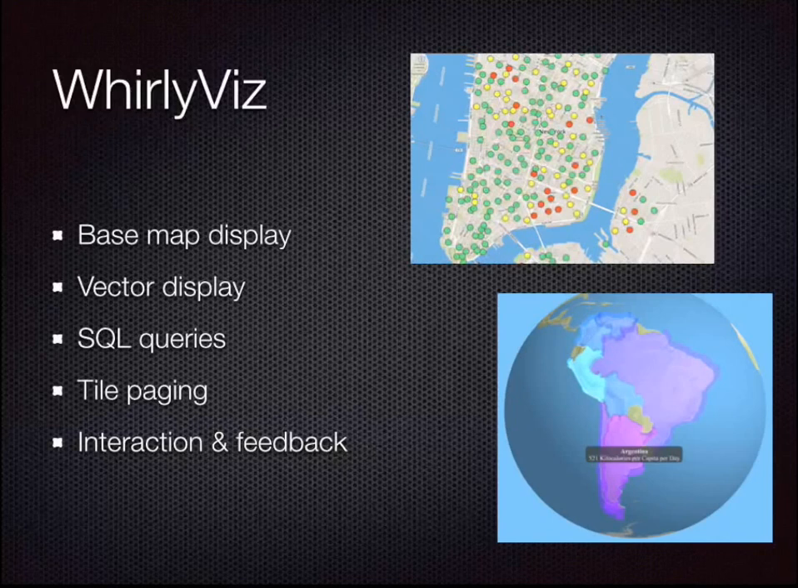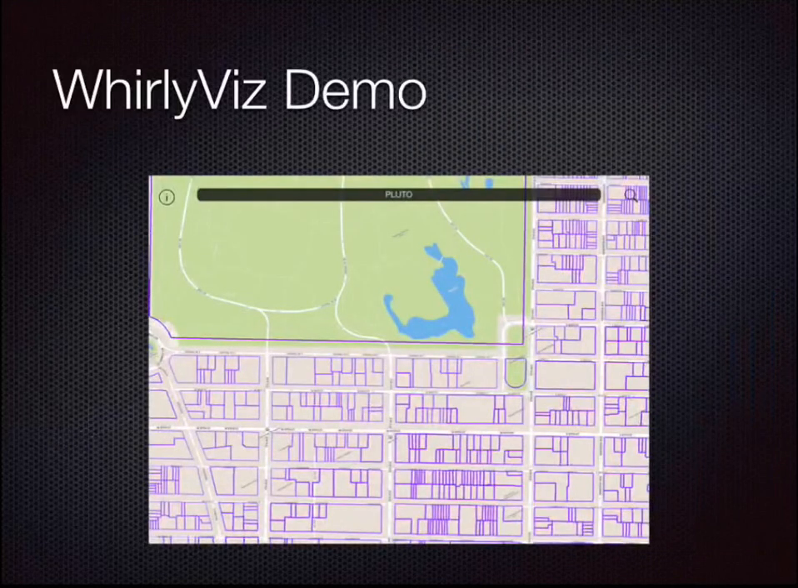It can display a base map, so a tiled base map from a remote source. It can display vectors on top of that base map, either tiled vectors or vectors from a GeoJSON file or what have you. And it can make SQL queries, so it can hit a remote database, such as one from CartoDB, and display the results of that. It'll do tile paging, so it can handle data sets that are larger than the available memory. And it does interaction and feedback, so when you tap on something, it can form a new query and get the results of that query from, again, a remote database. So let's dive into a demo.